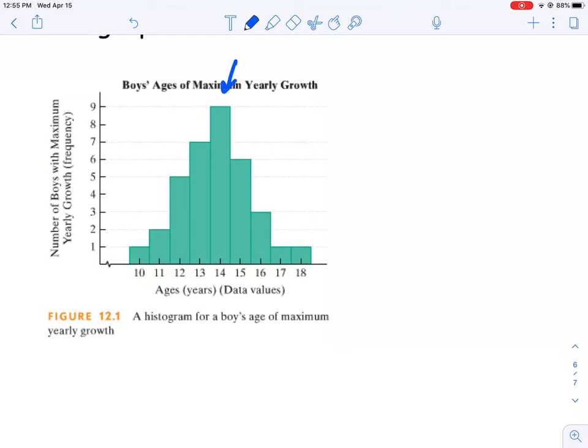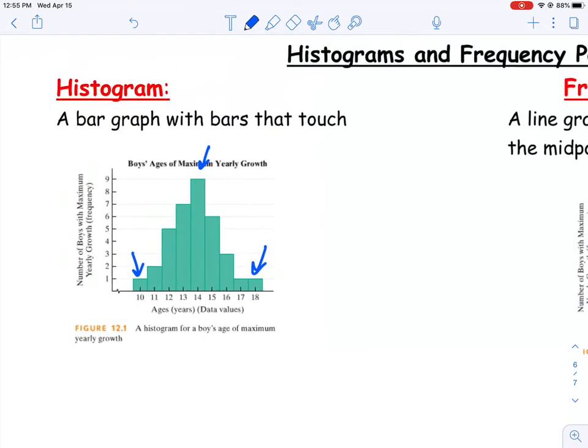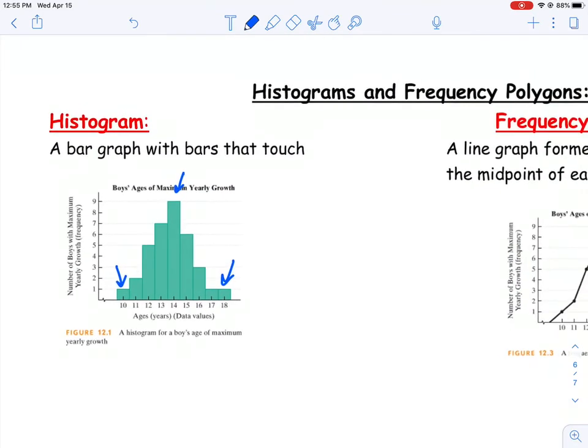and displays it as a bar graph, a histogram. You can see that most boys said they grew the most at age 14. These were the ages that they grew the least. Remember, that was 10, 17, and 18. So it's the same data, just displayed in a different manner: a histogram or a bar graph instead of a frequency distribution chart.